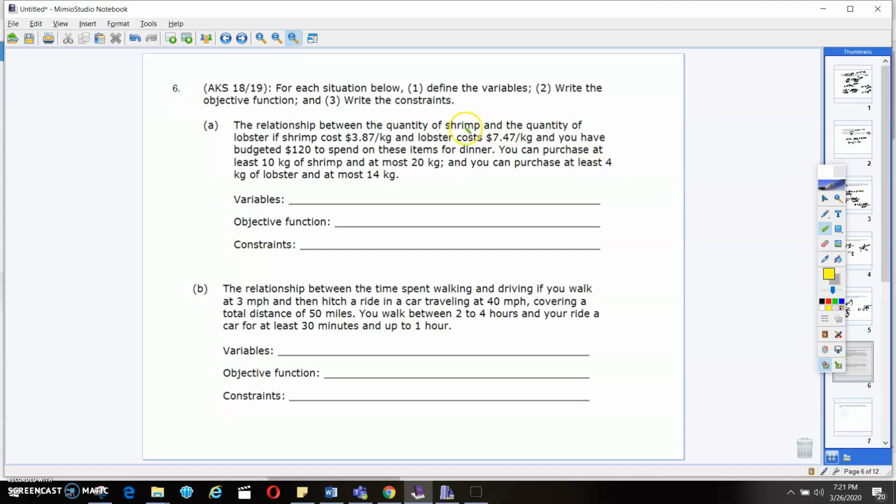So it tells us that you've got the shrimp and lobster. Shrimp costs $3.87 and lobster costs $7.47. And you have a budget of $120. Okay, so the first thing I can do is I know my variables. X is going to be equal to the shrimp pounds, like pounds of shrimp, that's represented by LBS. And then Y is going to represent the lobster pounds, or the amount of lobster that I'm going to have, right?